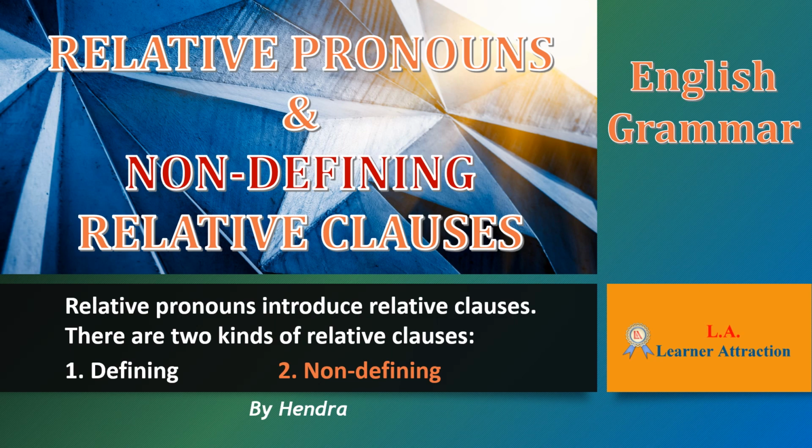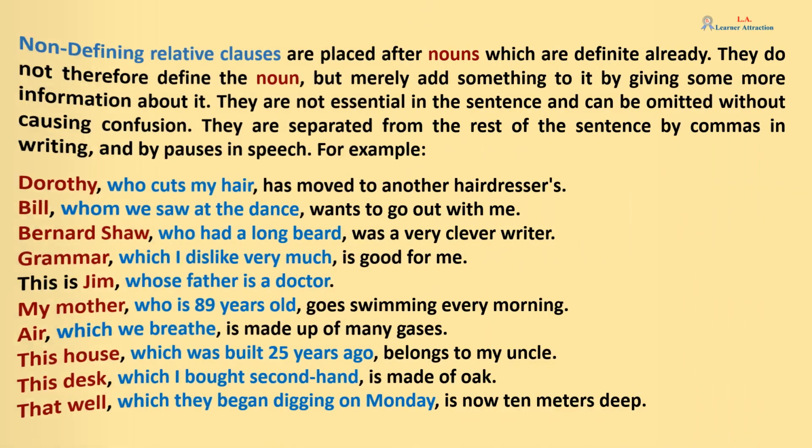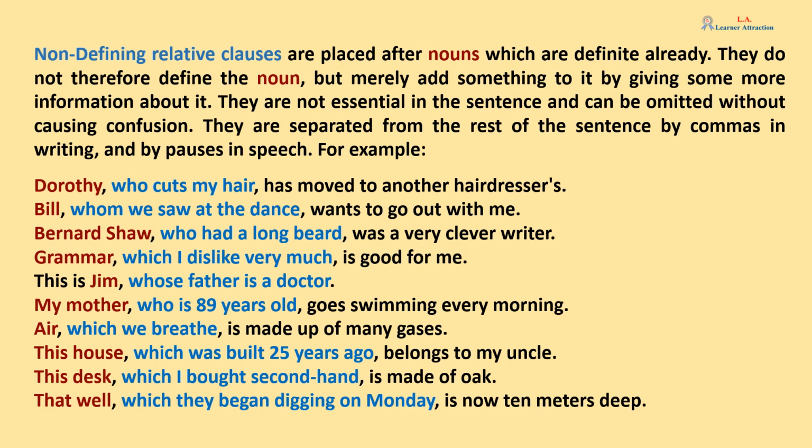In the previous lesson, we focused on defining relative clauses, and today, we're going to look at non-defining relative clauses. Non-defining relative clauses are placed after nouns which are definite already. They do not therefore define the noun, but merely add something to it by giving some more information about it. They are not essential in the sentence, and can be omitted without causing confusion. They are separated from the rest of the sentence by commas in writing, and by pauses in speech.